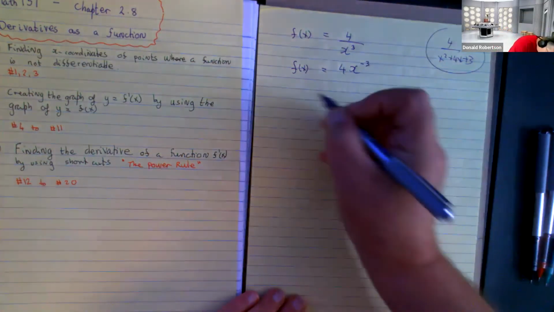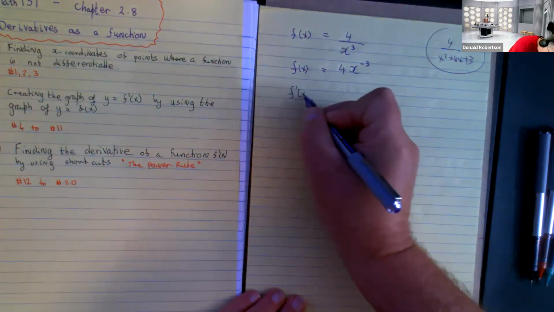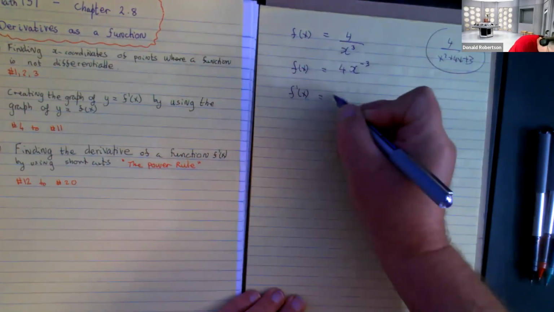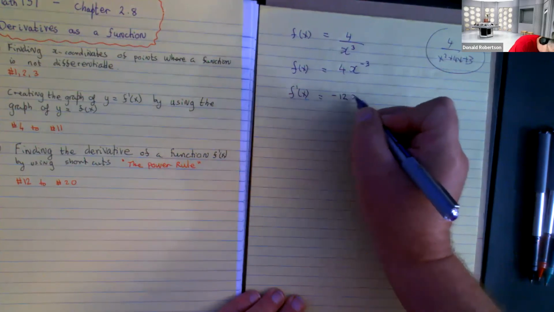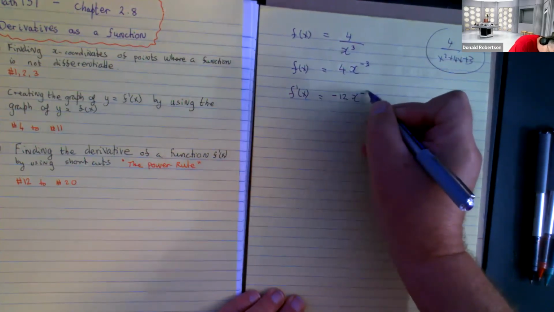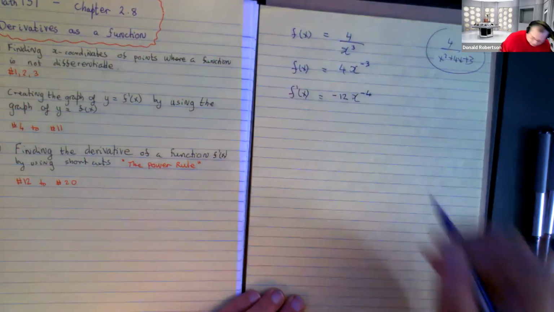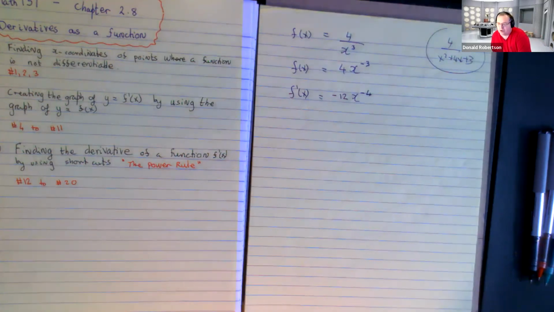Now, once it's written like that, the power rule kicks in. Multiply by the power, and then reduce the power by 1. And do you notice that the answer is -4, not -2? If you take 1 away from -3, don't you get -4? Simple mistake, but it's easy done.